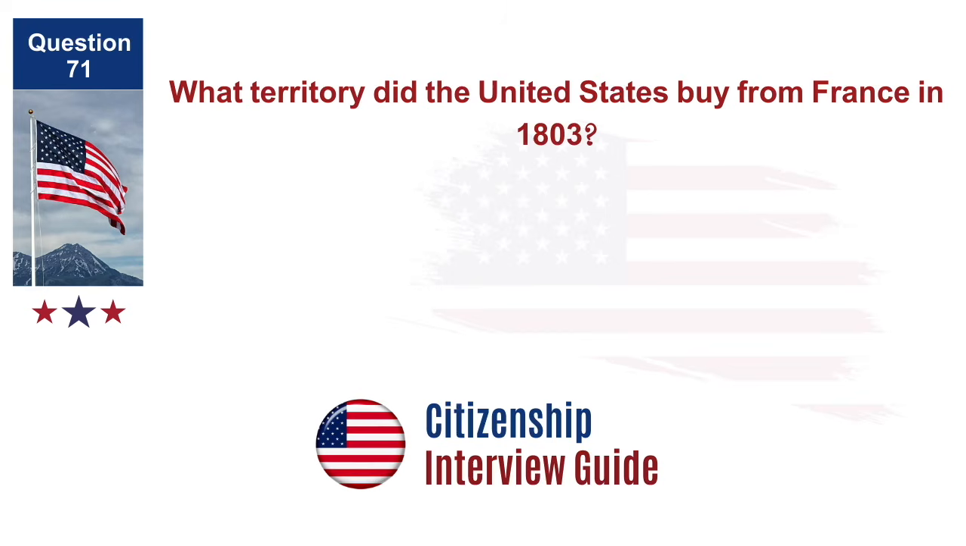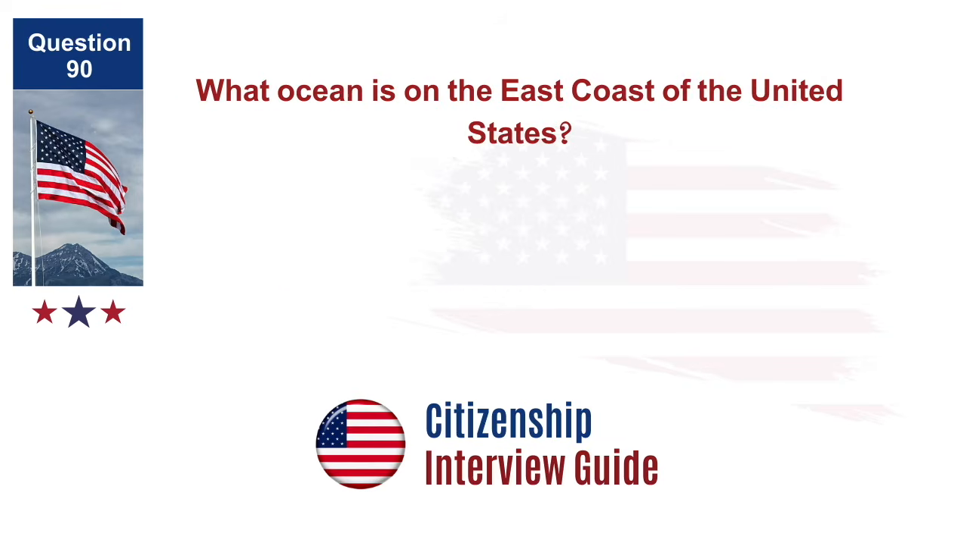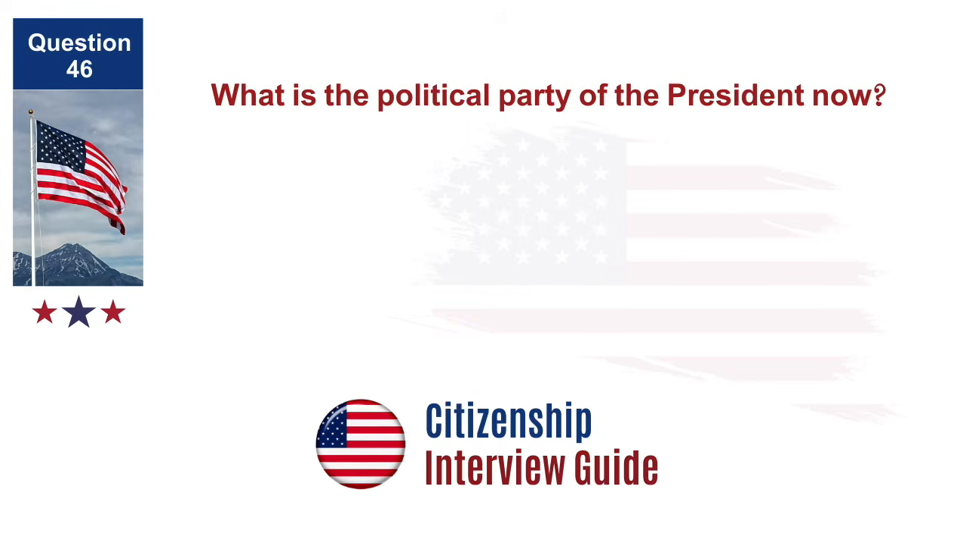What territory did the United States buy from France in 1803? The Louisiana Territory. What ocean is on the east coast of the United States? Atlantic Ocean. What is the political party of the president now? Republican.